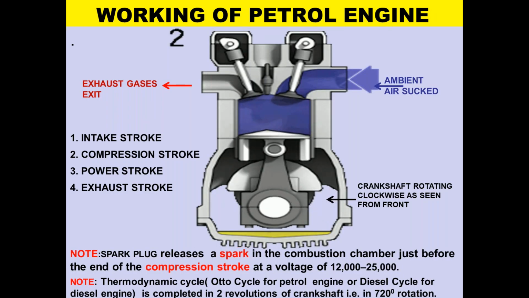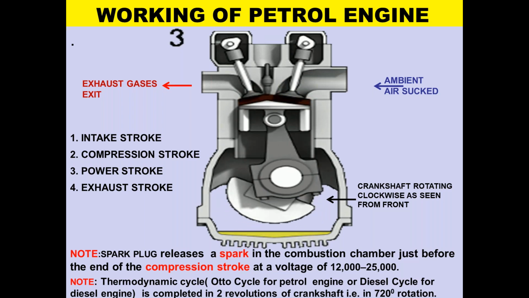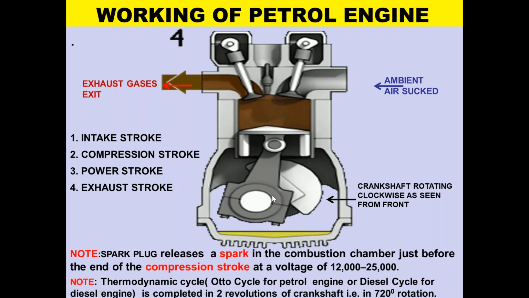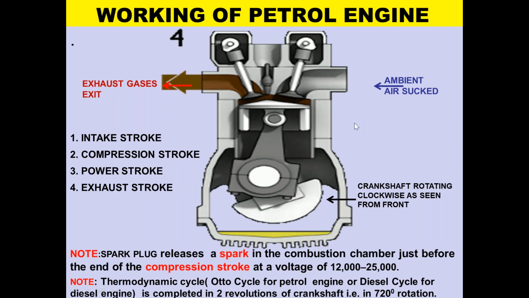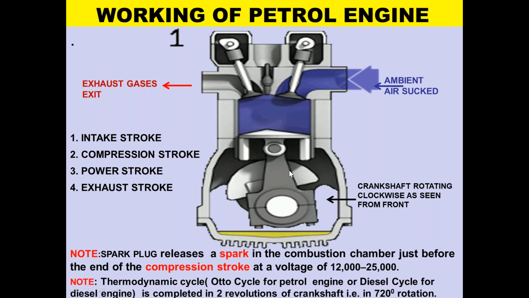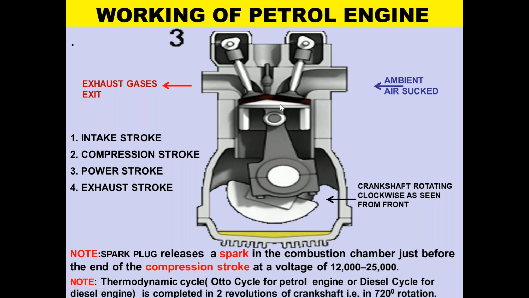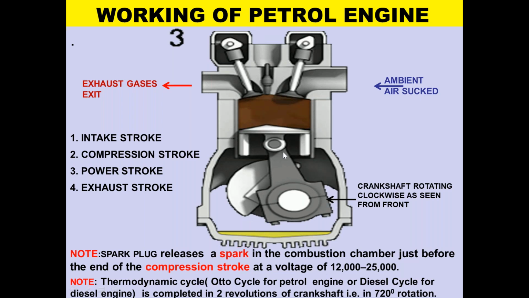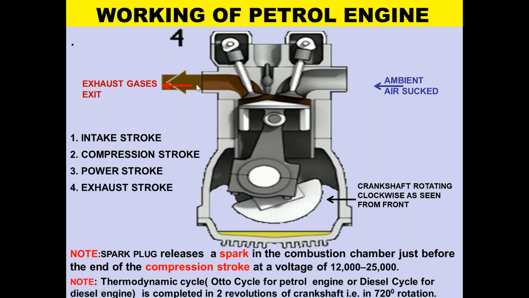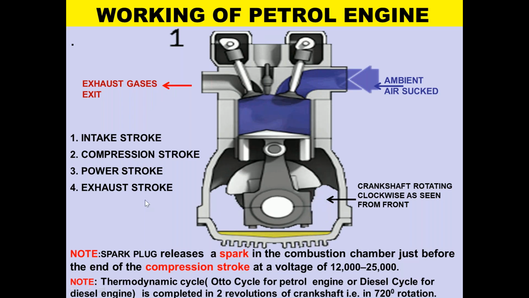This is the working of the petrol engine. You see here, this crankshaft is rotating in a clockwise direction when seen from the front. Then you see ambient air being sucked in here during the intake stroke. Then the compression stroke starts here, and the firing takes place. Just see the firing from the spark plug. Then the power stroke comes, and lastly the exhaust stroke for the exit of the exhaust gases. This is how the engine works, and there are the four strokes.